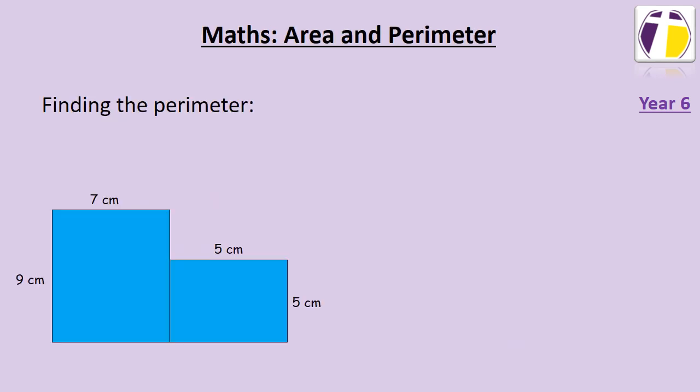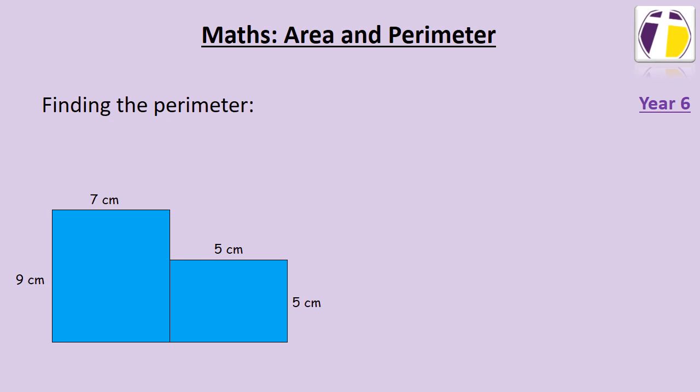In maths this week, we have been looking at finding the area and the perimeter. Perimeter means all the way round. So if we look at our shape here, which is made up of 2 rectangles, when finding the perimeter, we are looking at the length all the way round.